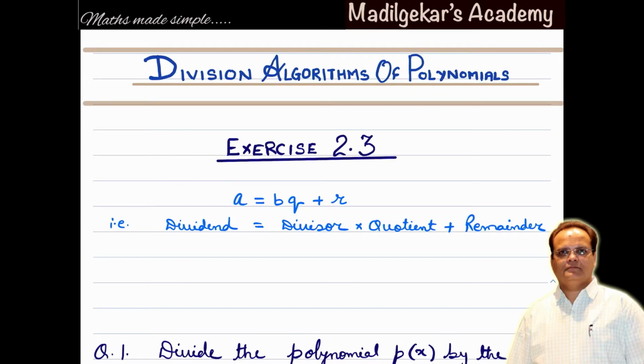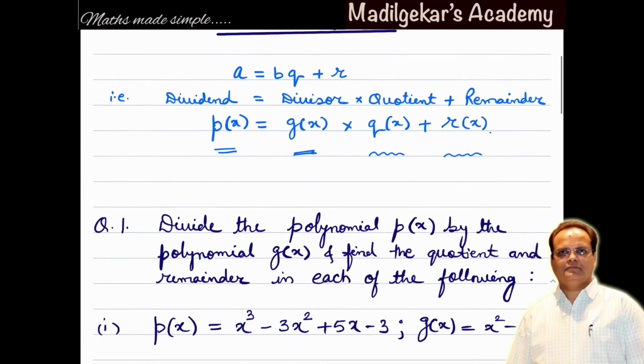is the remainder. The same division algorithm can be applied for polynomials with the notations: let p of x be the dividend, g of x be the divisor, q of x be the quotient, and r of x be the remainder. So by dividing p of x by a polynomial g of x, we can get the quotient and remainder. Let's solve question number 1.